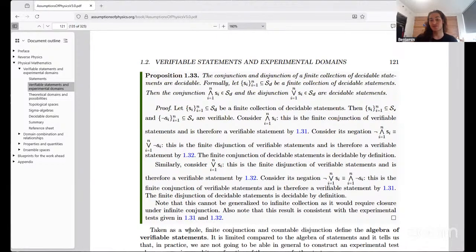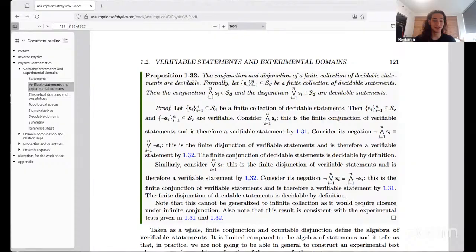The finite conjunction of decidable statements is decidable by definition. Similarly, consider the disjunction of all of the S_i. This is a finite disjunction of verifiable statements and is therefore verifiable by 1.32. If we consider its negation, which is equivalent to the conjunction of the negations of all of the statements, then this is a finite conjunction of verifiable statements and is therefore verifiable by 1.31. The finite disjunction of decidable statements is decidable by definition.